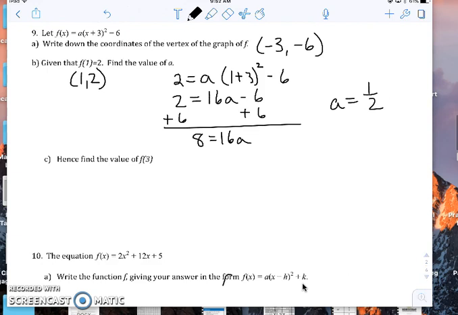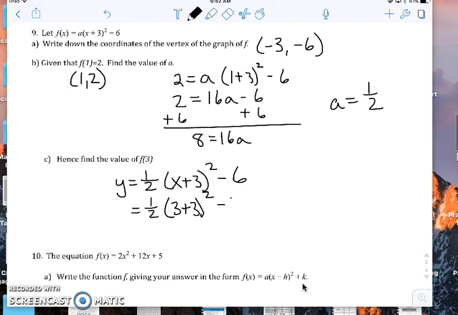Find the value of f of 3. So our equation is now, we know our a, so 1/2 (x plus 3) squared minus 6, and we're plugging in 3. So 1/2 (3 plus 3) squared minus 6. So 3 plus 3, 6 squared is 36, so half of that is 18 minus 6. So our answer would be 12.